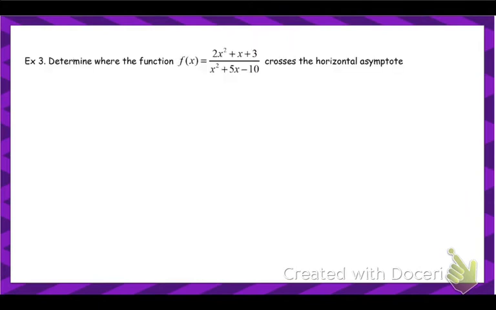What we're going to do now is kind of move on to one more different one that we'll look at. This one's almost more like a word problem. So we want to determine where this function crosses the horizontal asymptote. So first of all, we do know that's possible. Okay, we've seen graphs that do that.